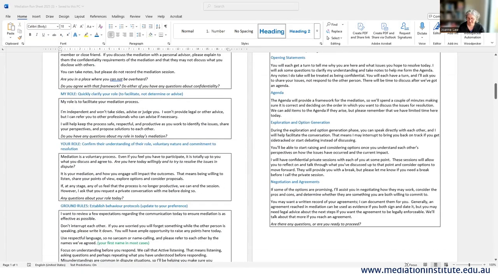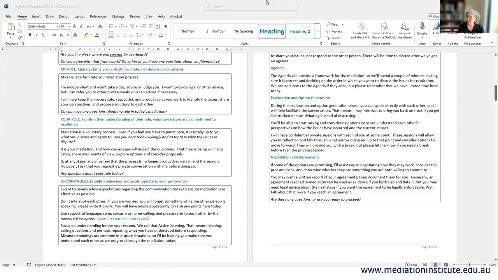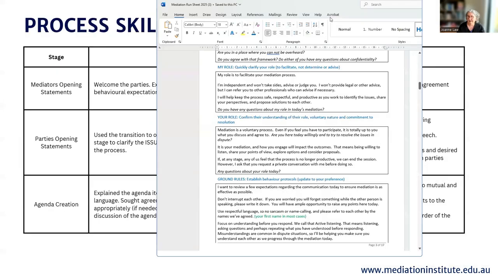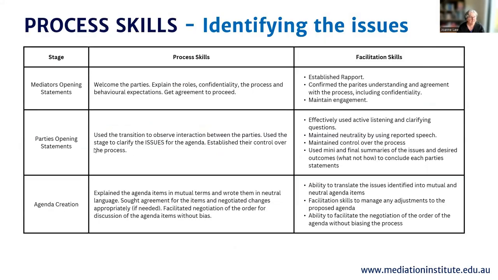Any thoughts or questions about those mediators' opening statements? Yeah, and because it's fairly scripted, it's not too difficult to do, but be mindful of contextualizing. So if your scenario is workplace, you'll be talking about that context. If it's a neighbour dispute, it's going to be different people or different involvement.